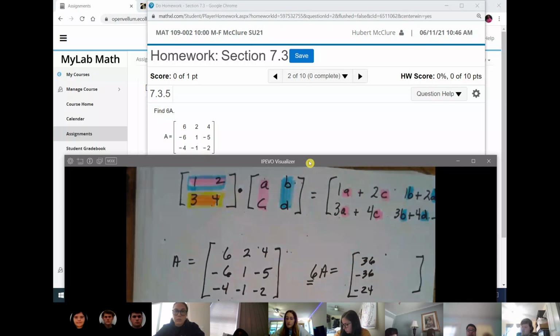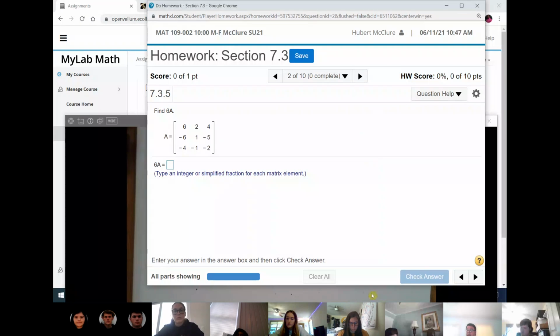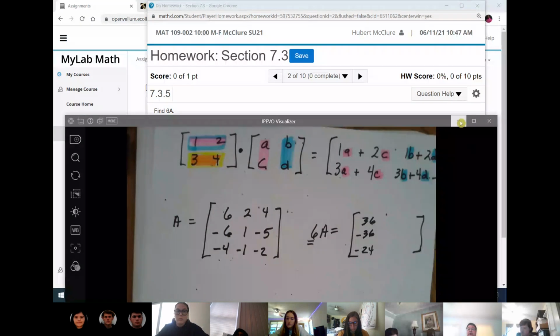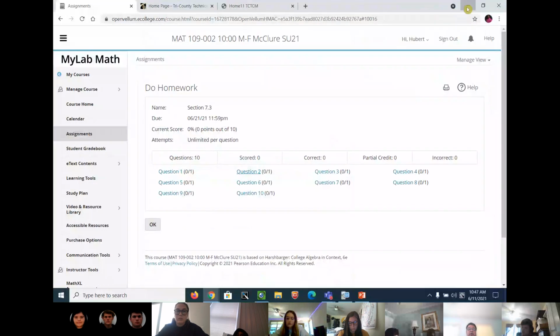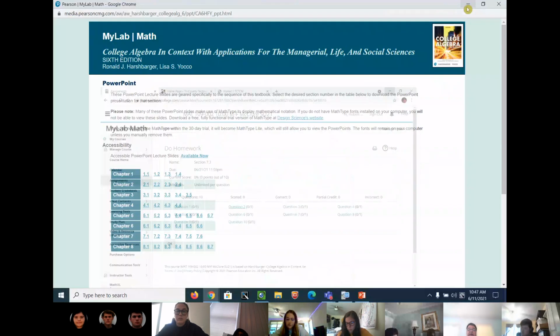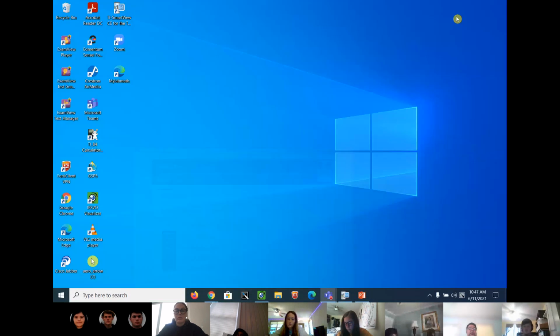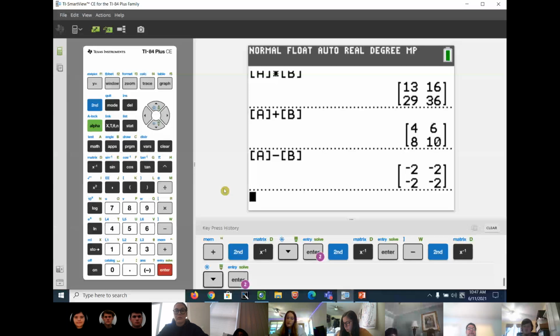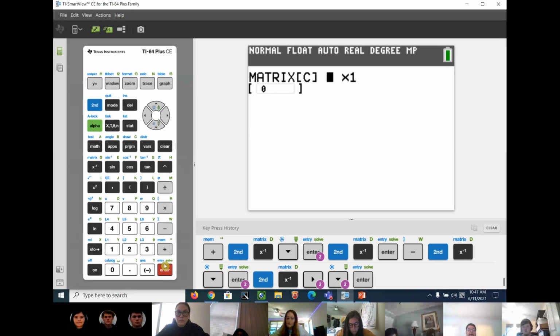So let's do that one on the calculator. Let's get our handy dandy calculator, and I've got it written down so I can do it. Y'all follow along with me on the calculator. We're going to do a 3 by 3 matrix. So that would be second matrix, edit, and we're going to edit C as a 3 by 3.